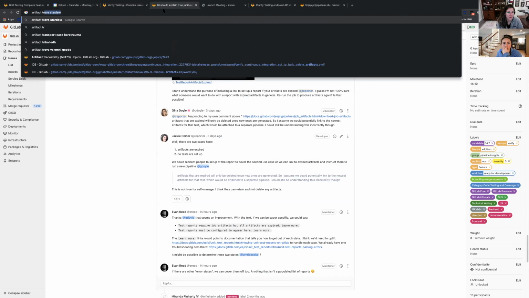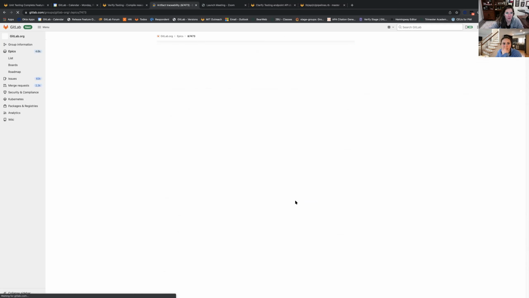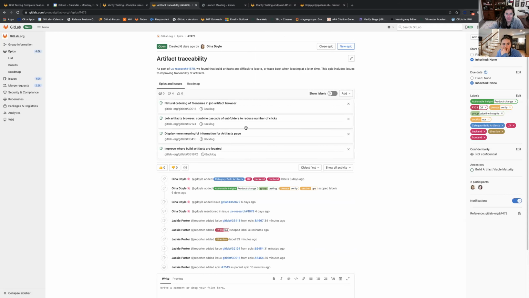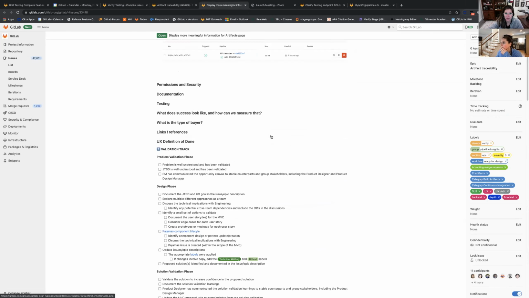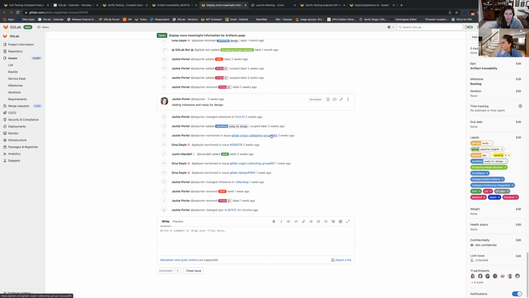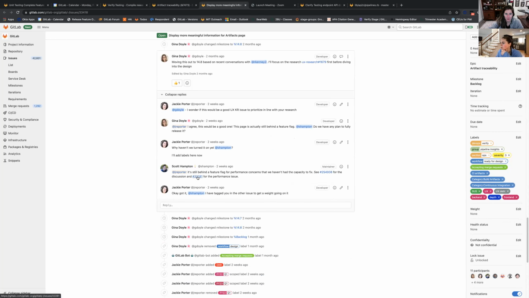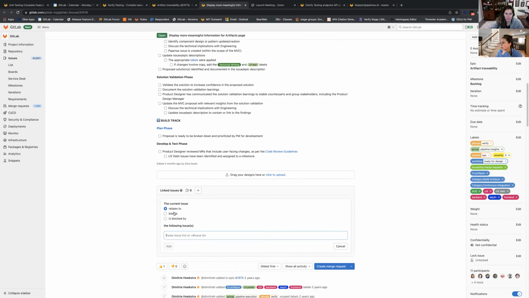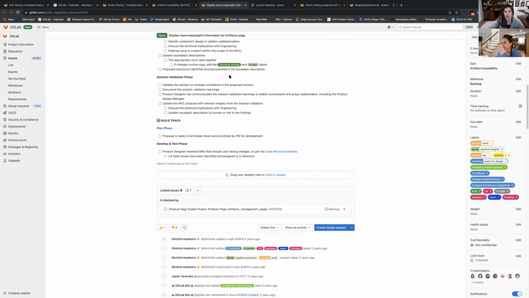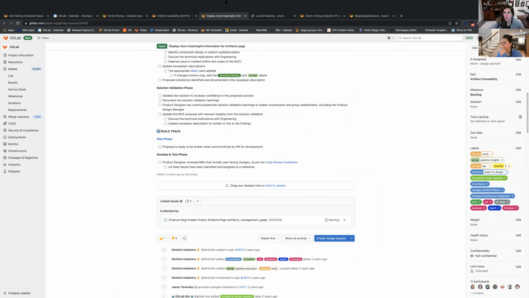Let me pull up our artifact traceability epic, because I have added several things here. For example, I did add the display more meaningful information for artifacts page. And I think that this was the one that's the feature flag blocked issue. Yeah. So let me go ahead and add that blocking relationship. So I think you're right that there's opportunities in just the visibility portion that can help us accomplish some more things with compliance, which is great. Yeah.